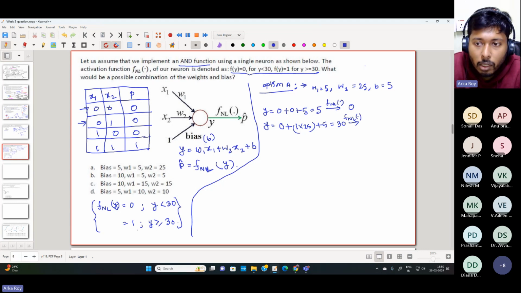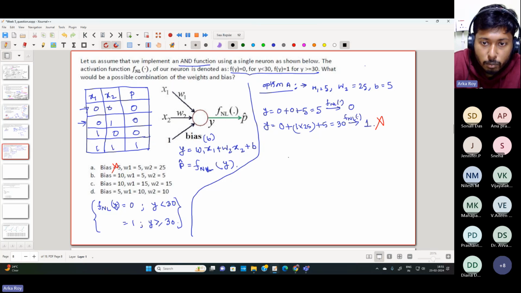then the output is how much? 1. But you can see from the truth table itself that if the inputs are 0, 1, the output should be 0. But what you are getting is 1. So that means this is incorrect. The moment you get an incorrect option, don't go for the next cases, I mean the 1, 0 and 1, 1 cases.